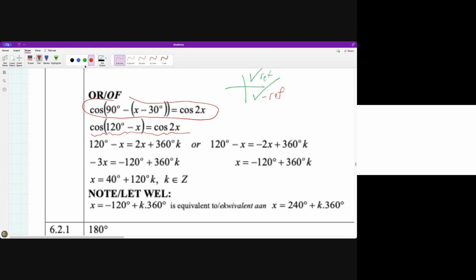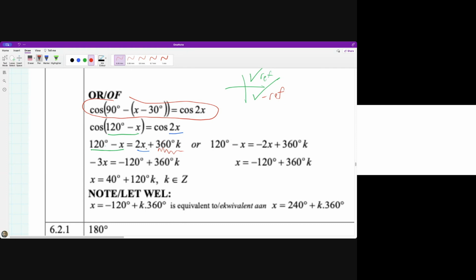Okay, so step 1, what do we do? We say 120 minus x, which was over here, is equal to just 2x. Why did I do that? Because they both have cos, therefore these two must be equal. And since it's a general solution, I have to have my k times 360. Give me a thumbs up if you understand how I can just drop the cosines because they're both the same, and we go like that.